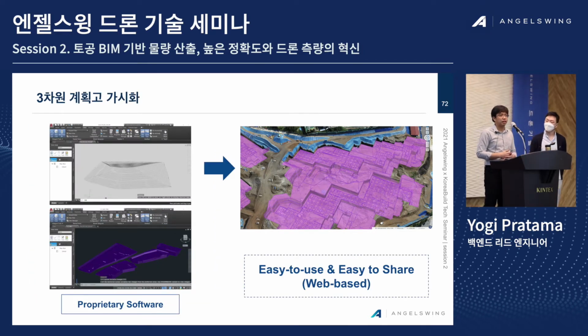One of the features that has been introduced is the visualization of the 3D model. So in traditional ways, usually you have to open this kind of file in proprietary software such as CAD and other software. And usually these softwares are complicated, hard to use, and not easy to share because they are desktop applications. But with Angelswing, you can easily see your CAD file, your BIM model file, in an easy to use and easy to share method, which is web-based. Like you can see in the picture.